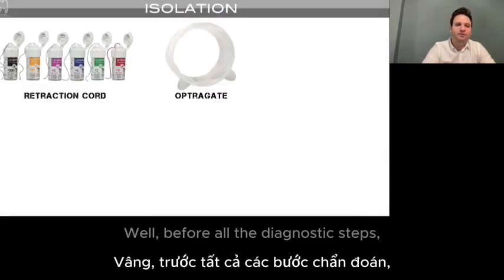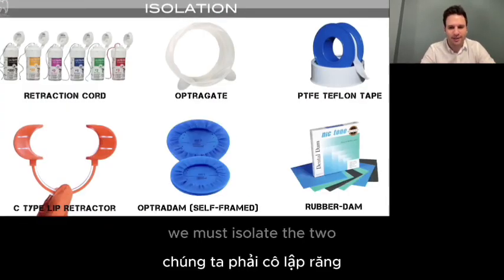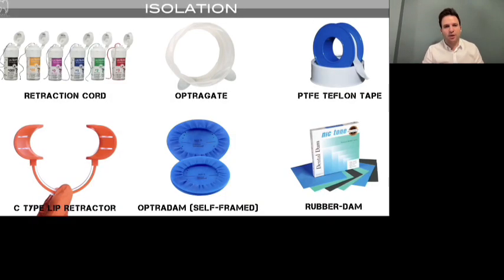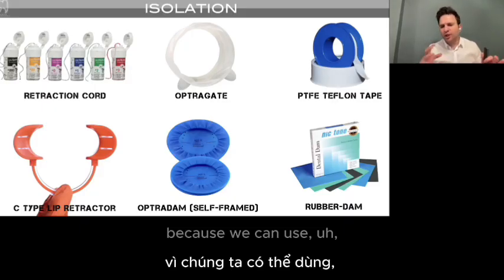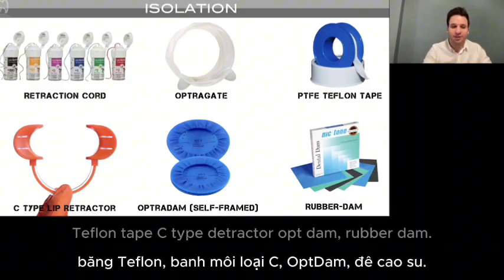Well, before all the diagnostic steps, we must isolate the tooth before any restorations, because we can use cottons, retraction cords, OptraGate, PTFE Teflon tape, C-type retractor, OptraDam, rubber dam.